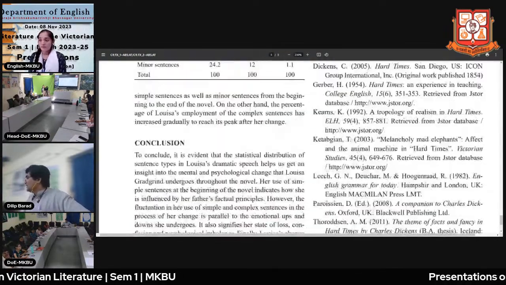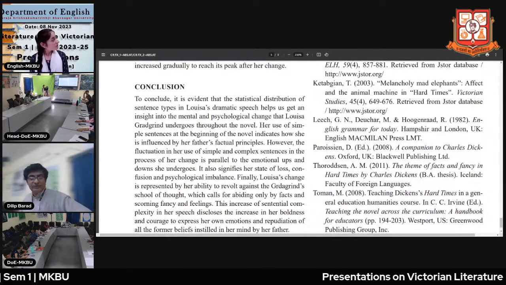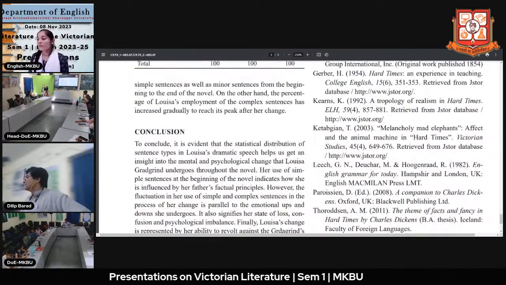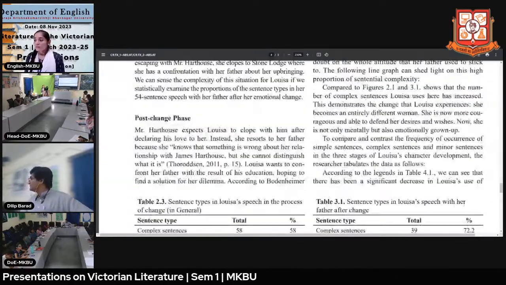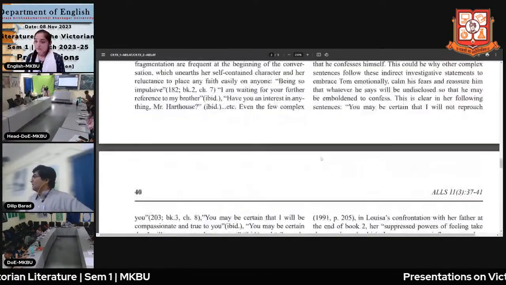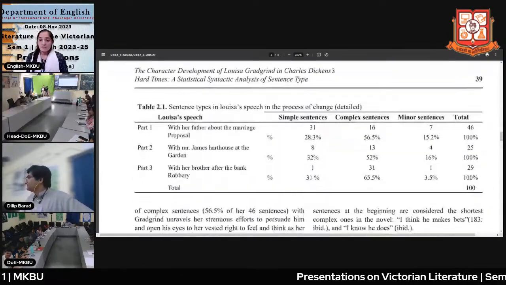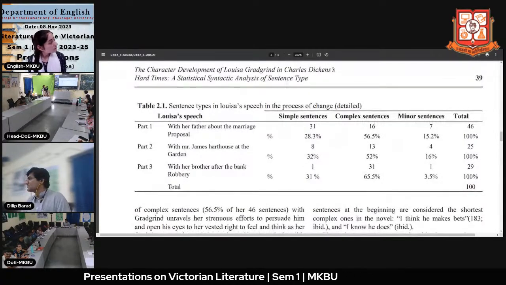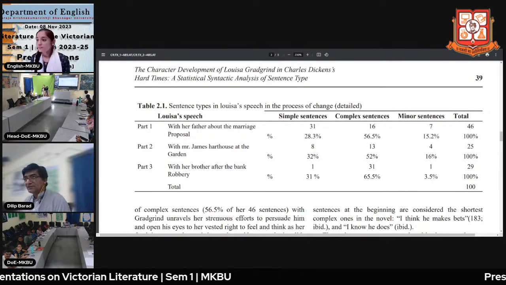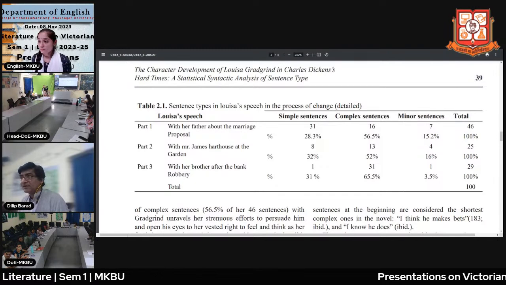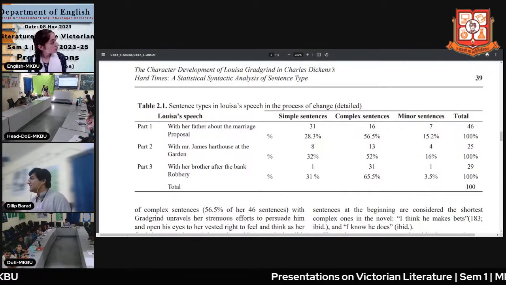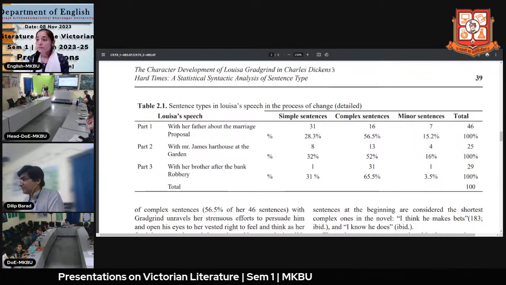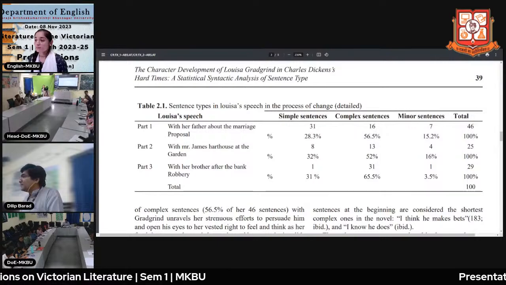It is also comparing. This question was good. Kinjal asked about other characters, the impact on other characters. So this article is talking about that. Here you see that with father, with James Harthouse, and with brother, three other characters, and in what way her language is changing. That is already there in this. So others can also refer to this article; it is worth referring to.